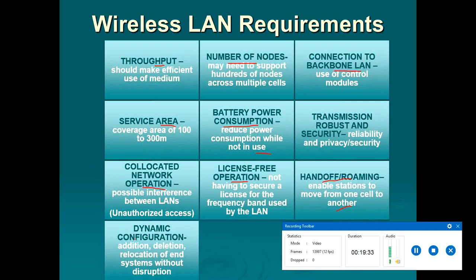Last requirement is dynamic configuration. MAC addressing and network management aspects of the wireless LAN should permit addition, deletion, and relocation of the end systems without causing any disturbance to the other systems.